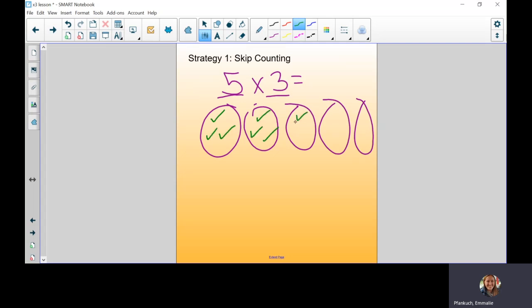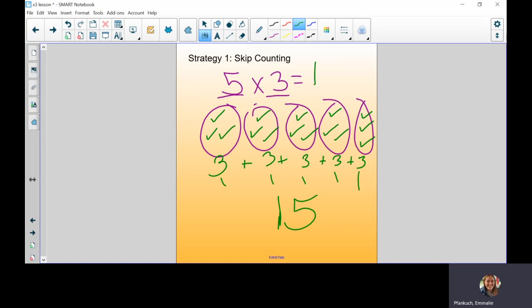1, 2, 3, 1, 2, 3, 1, 2, 3, 1, 2, 3. And while I could go through and count every check mark one at a time, I'm going to count by 3s because I have 3 here, 3 in here, 3 here, 3 here, and 3 here. So let's try counting our song. 3, 6, 9, 12, 15. Oh, stop there. 5 times 3 is 15. I didn't have to go very far on that one.